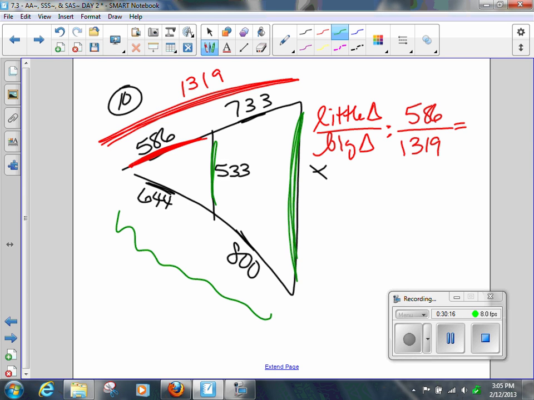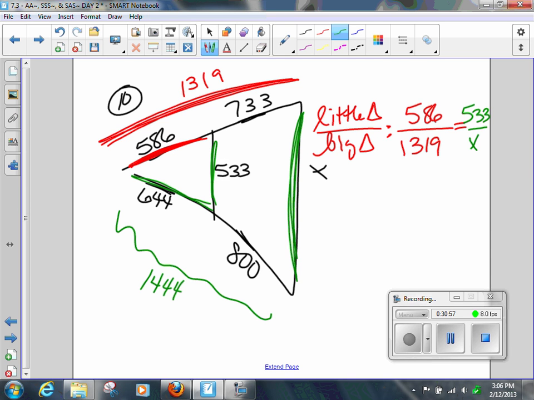Or you got 644. Let me see your paper. That's what you got, 644 over 800. Hold up, you got a little mistake, because it's not over 800. It's got to be over 1444, because when you add them together. Now, if you would have had 1444, absolutely you could have done that. Doesn't matter which side, as long as you have 533 over x, then we're good to go, because 533 is from the little triangle, x is from the big triangle.